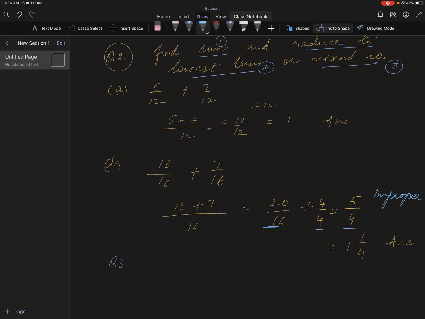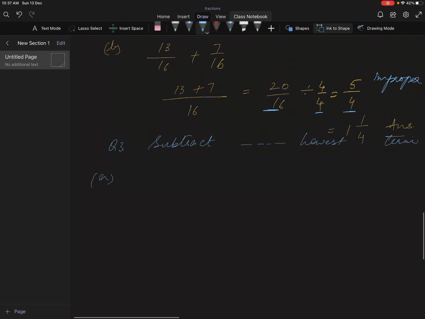Right? Question number 3. Subtract and reduce to the lowest term. So A part, 8 upon 14 minus 4 upon 14. Like fractions, 14 will be my denominator. Numerators will be subtracted. 4 upon 14.